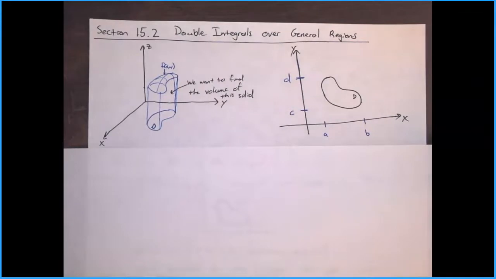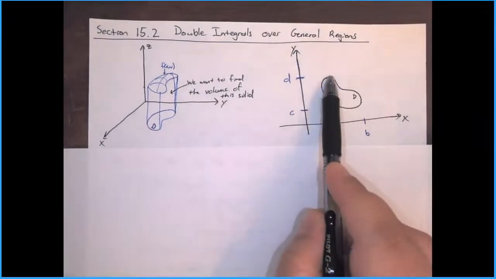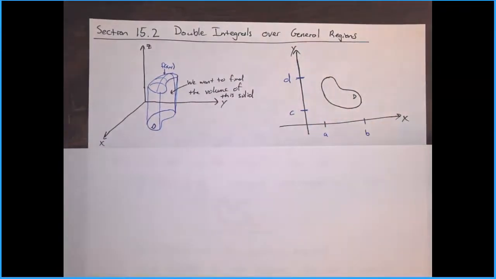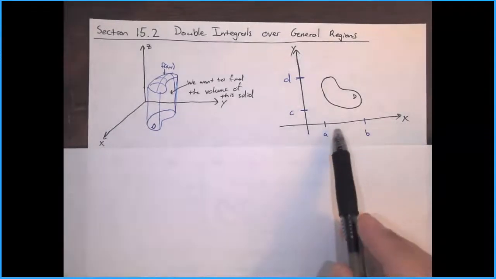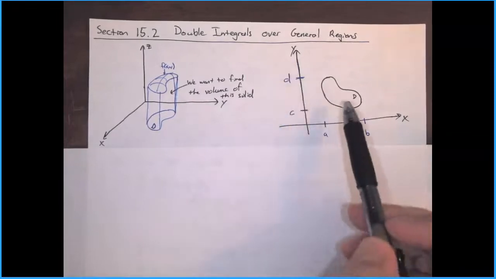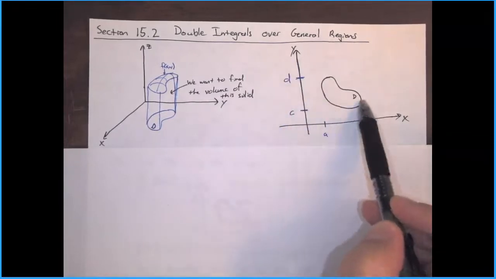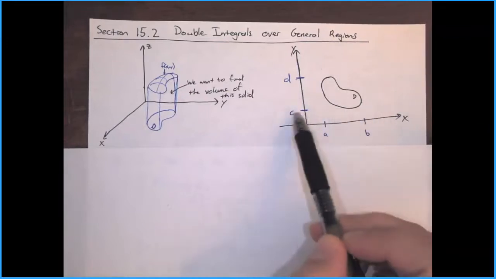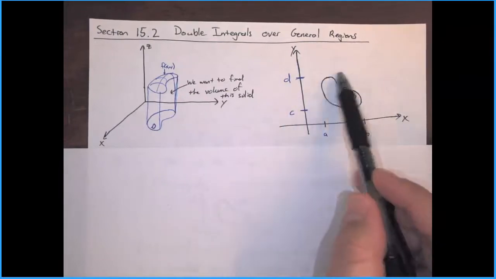Now, to begin with, I'm going to just be examining how we can describe this region in the XY plane. Because when we were integrating over rectangles, right, it was pretty simple. We just integrated from A to B in the X direction, integrated from C to D in the Y direction, and that gave us the integral over a rectangle. And that's still the case. If we just integrate from A to B and C to D, that gives us the integral over a rectangle.